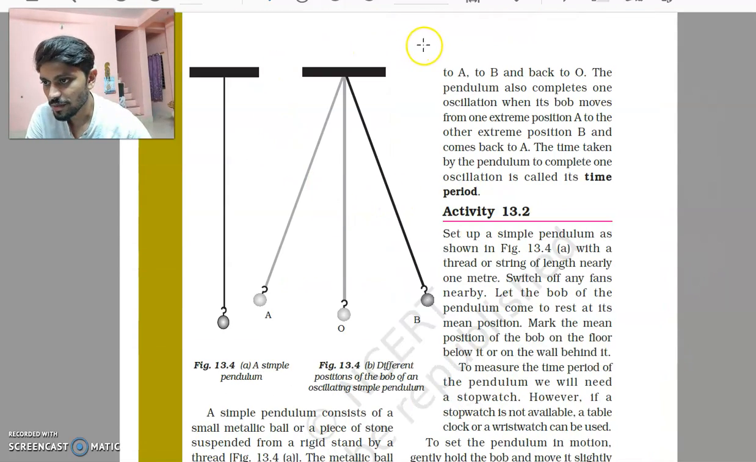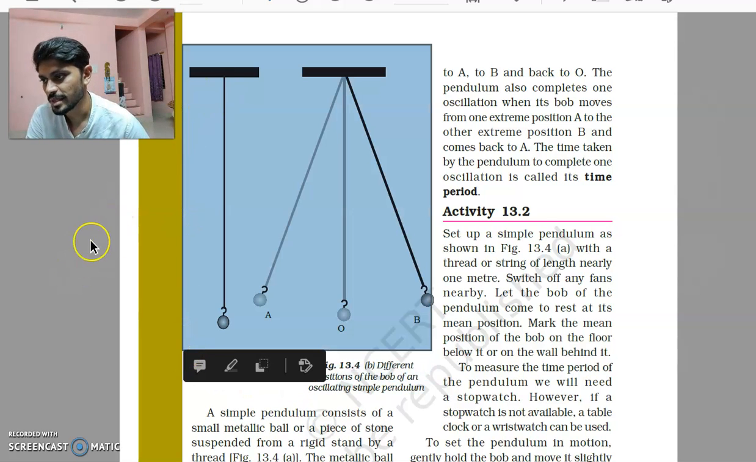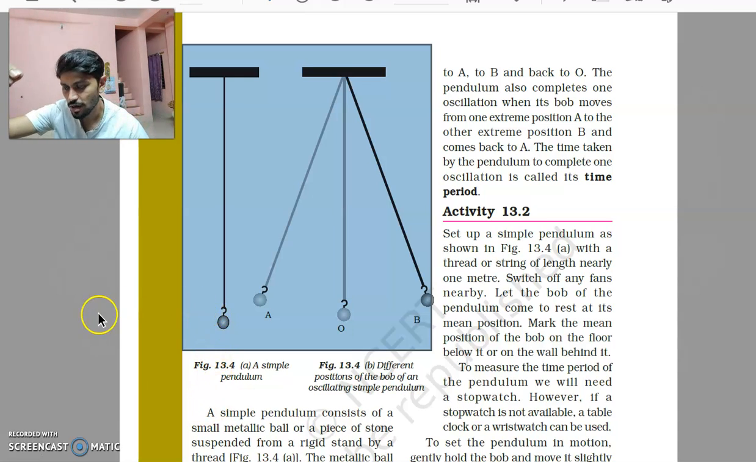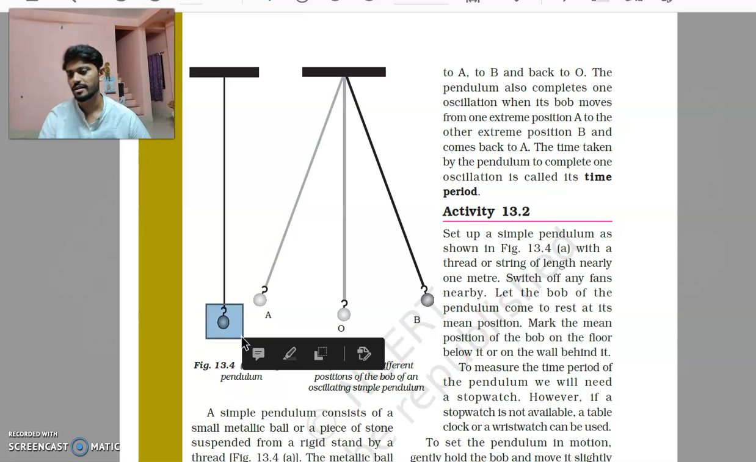A simple pendulum looks something like this. There is a wall where we have freely suspended a string, and at the end of the string we have kept a ball or an object or an iron piece, whatever we want. We call this the bob, B-O-B, bob. Usually when it comes to rest completely, it is in this position, the one that is seen in this picture.